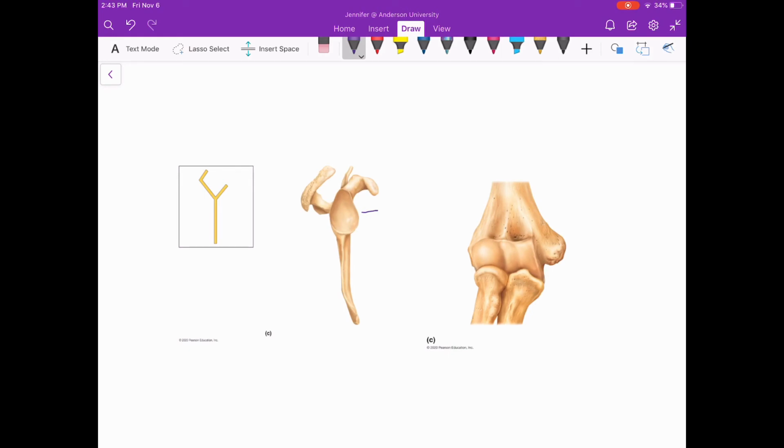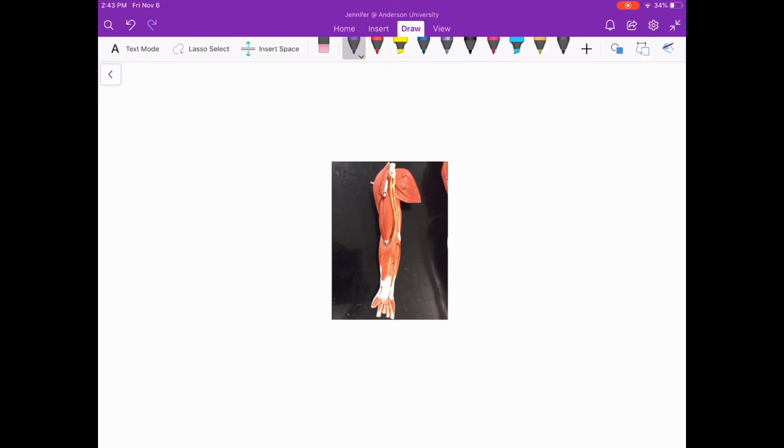Here we have a side view of the scapula where you can see the glenoid cavity, because the glenohumeral joint is involved here. You can also see the coracoid process. And then we have the radial tuberosity also, because the elbow joint is also involved here. Finally, we have the biceps brachii on a model. It's an easy arm muscle to identify.